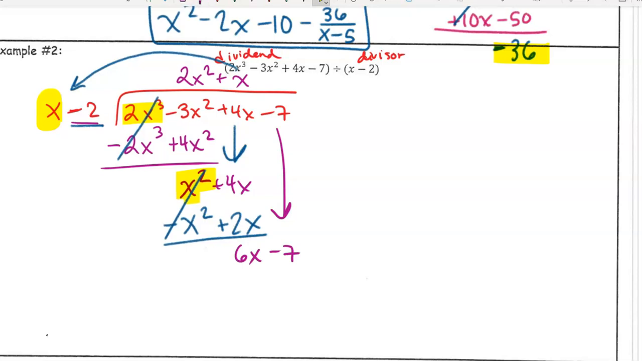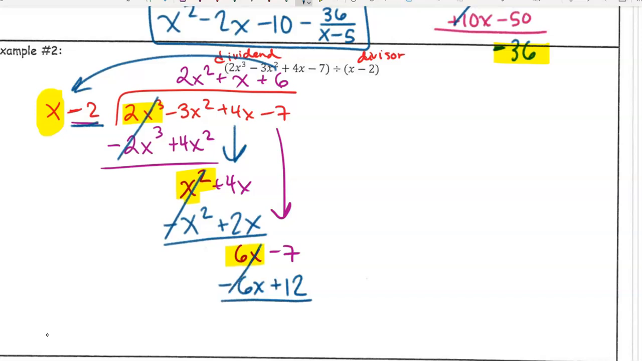All right, 6x divided by x leaves us with 6. Put it at the top. And then we go back into multiplying. 6 times x is 6x, and 6 times negative 2 is negative 12. We change the signs and subtract. 6x minus 6x is 0, and negative 7 plus 12 is 5.